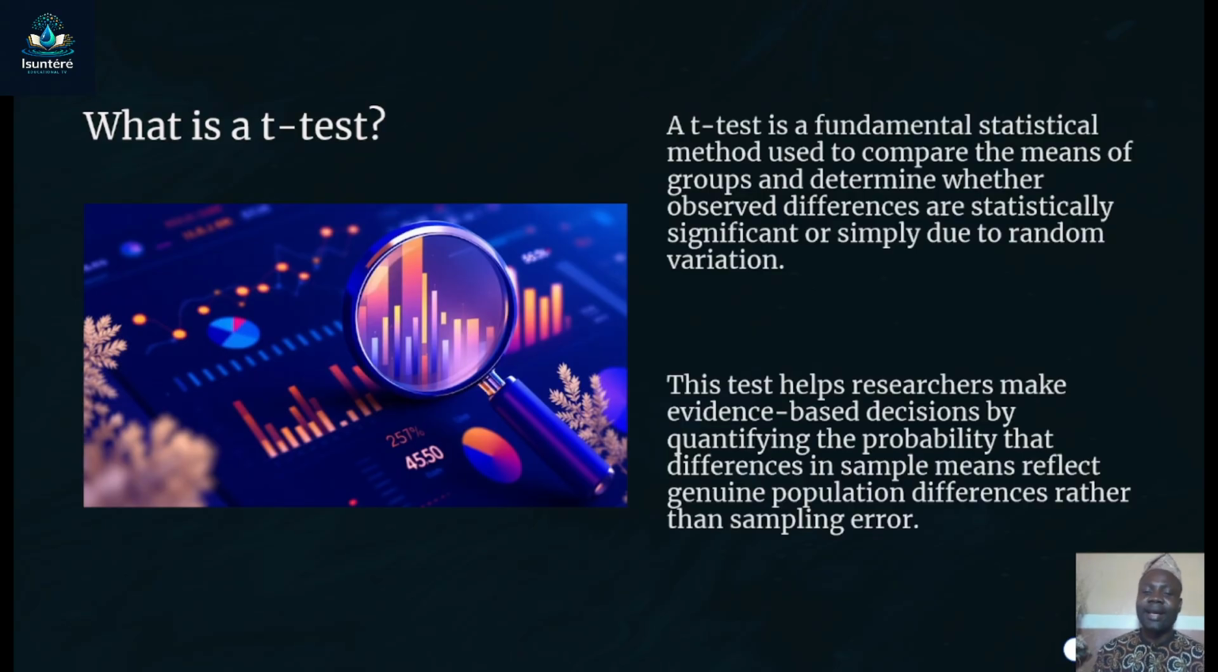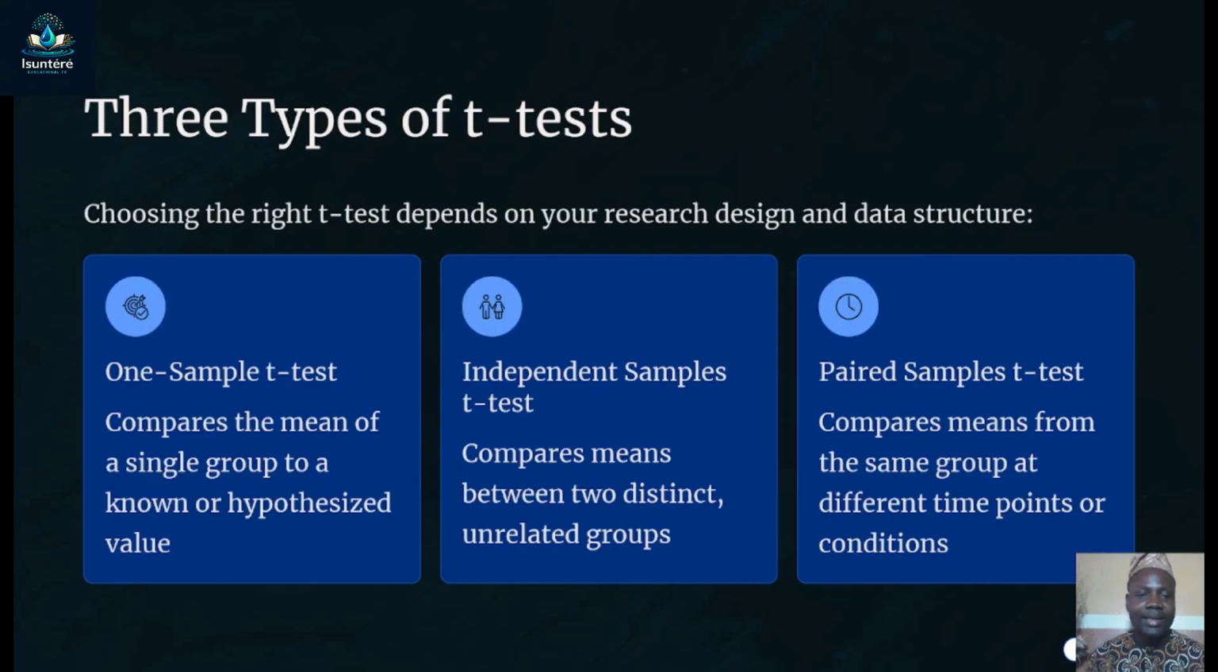So this test helps researchers to make evidence-based decisions by quantifying the probability that differences in sample means reflect genuine population differences rather than sampling error. And there are three types of t-tests. We have the one sample t-test, the independent samples t-test, and the paired sample t-test.